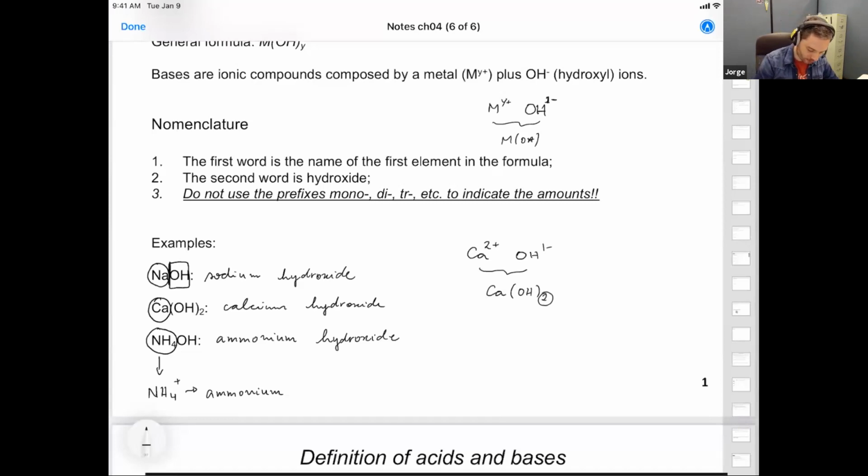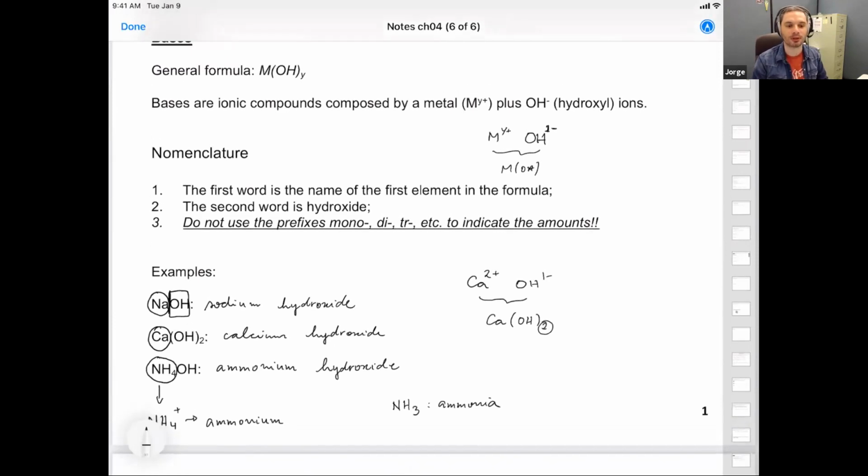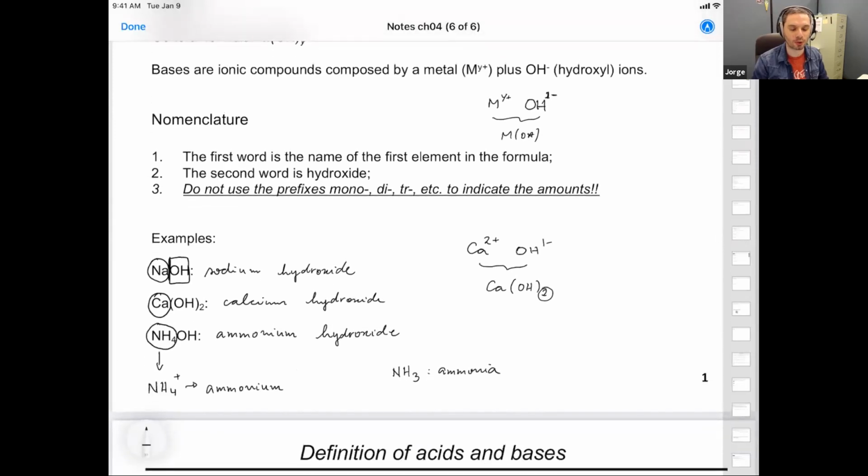Okay, careful, don't mistake ammonium for ammonia. NH3, that's ammonia. NH4 plus, ammonium. Okay, careful with the difference between these 2 compounds here.